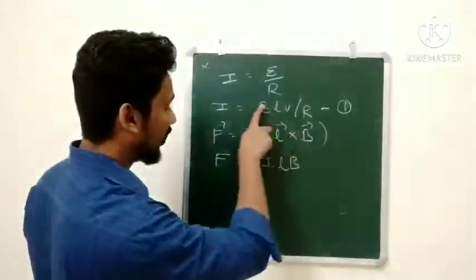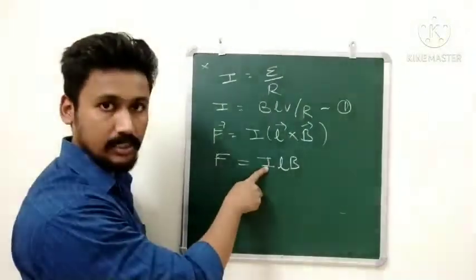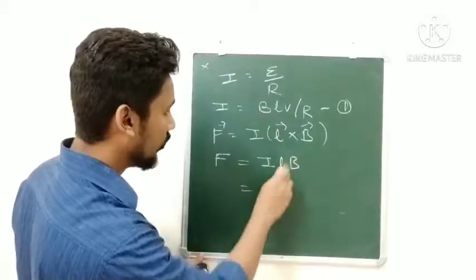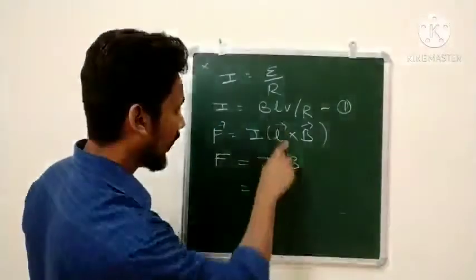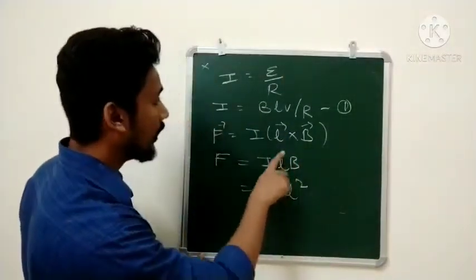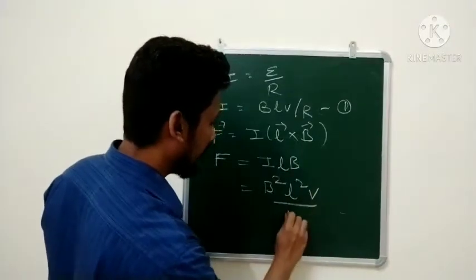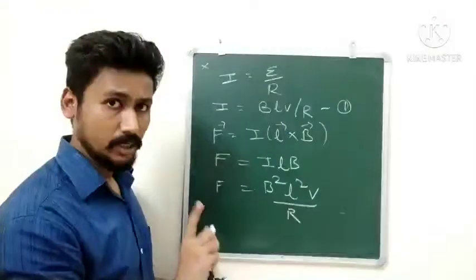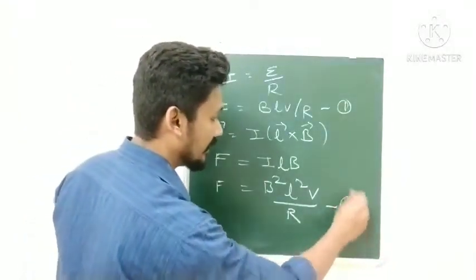Then we can use equation number 1 in this equation. Okay, so we will replace I by BLV upon R. So we will get B into B, B square. Okay, L into L, L square. Then V divided by R. Okay, this is the force that is exerted on our rod. Let us call this equation number 2.